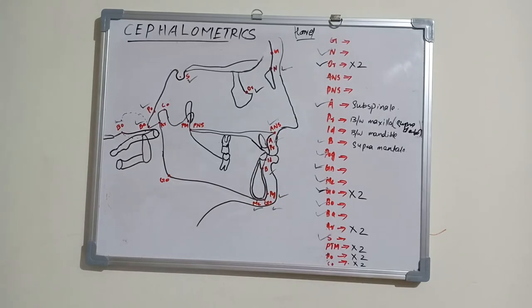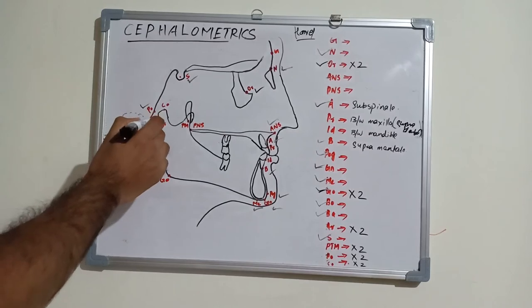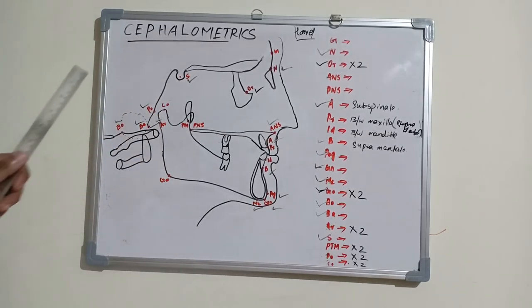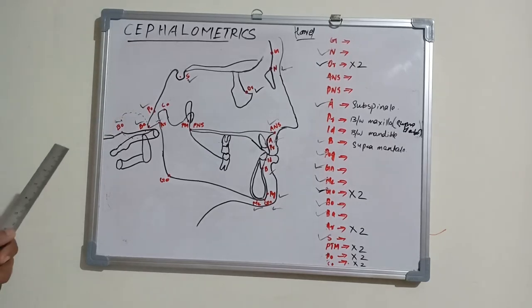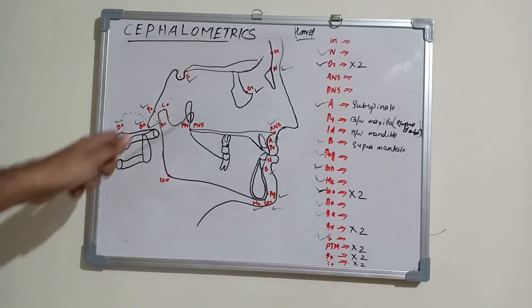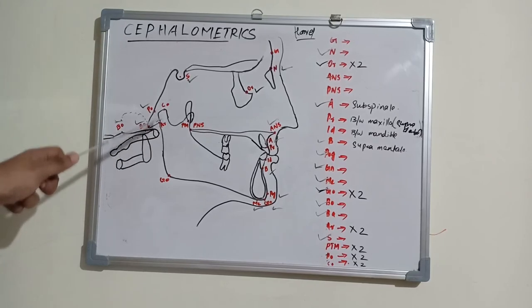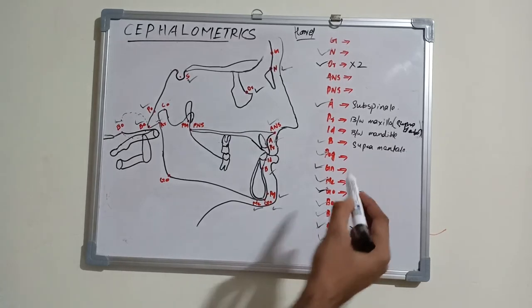So next is articulare. Articulare is here. Articulare is the point at the junction of the posterior border of the ramus and the inferior border of the basilar part of the occipital bone. So the occipital bone is coming here, and the occipital bone and this ramal plane are joining here. This is the posterior border of the ramus and the inferior border of the basilar part of the occipital bone. So the inferior basilar part of the occipital bone and the posterior ramus, that is articulare, and it is also bilaterally present.